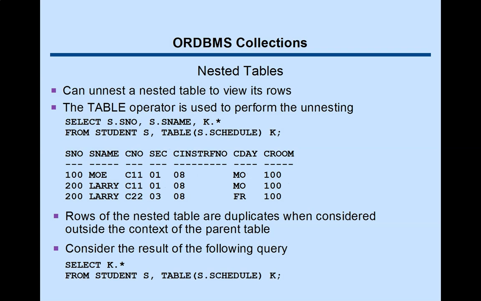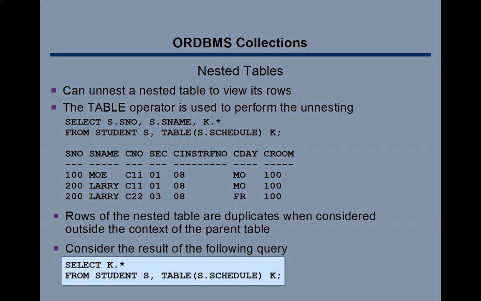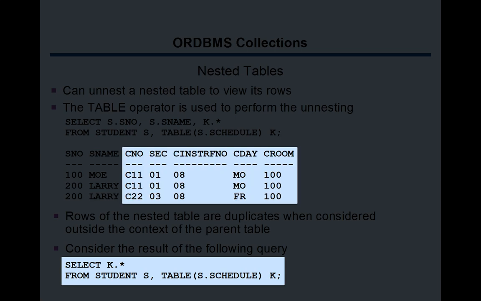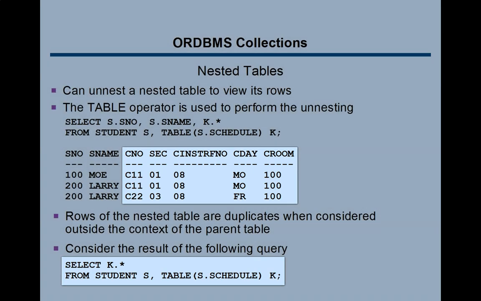So if we were to run the query to extract just the information from the nested table, selecting k.asterisk from student joined with the table expression result for passing schedule, we would retrieve everything except the student number and student name shown in the result here. And those first two rows would be duplicates.